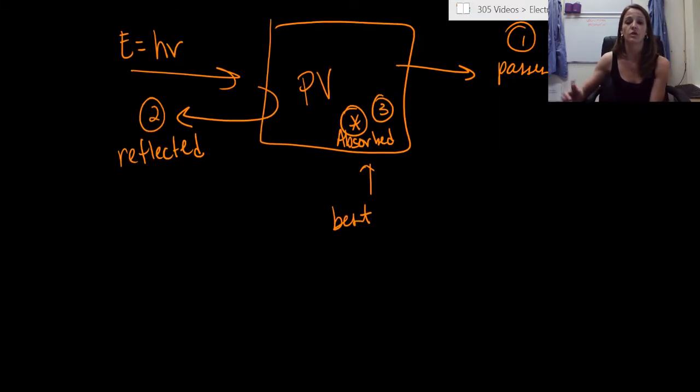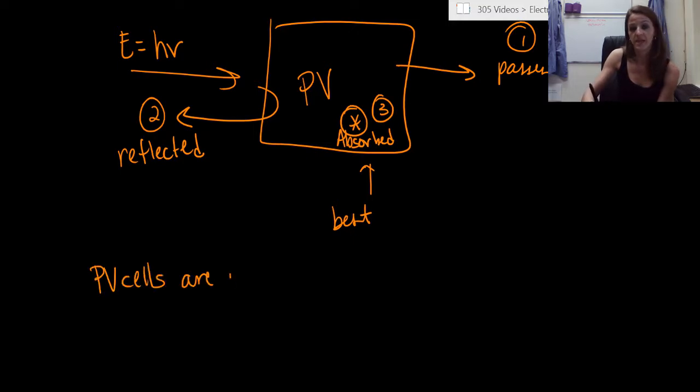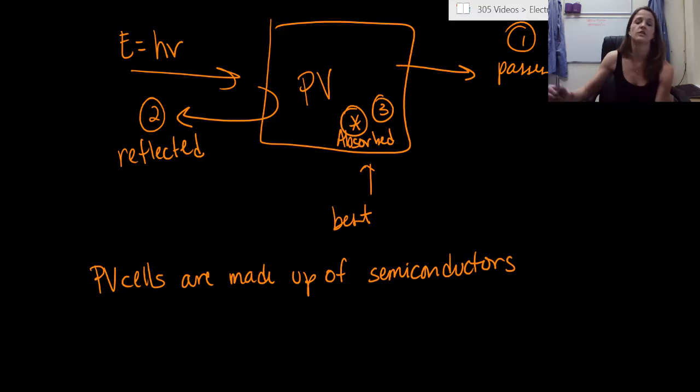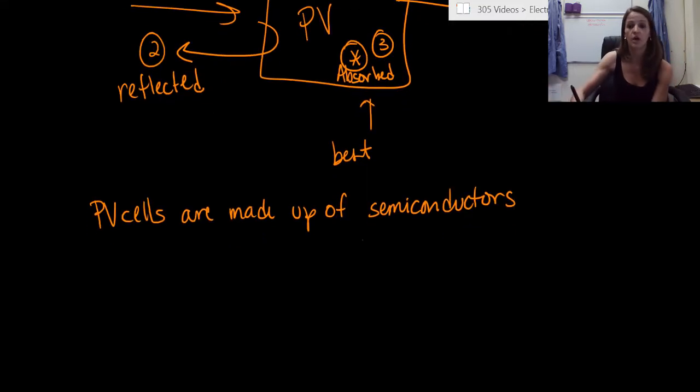Now, how does a photovoltaic cell actually absorb that energy? Well, PV cells are made up of semiconductors. Okay. Now semiconductors, we've already talked about, so if you recall, we can have them just be a plain semiconductor, so a pure element, something that would be usually silicon, so just pure silicon sitting there by itself in an elemental state.